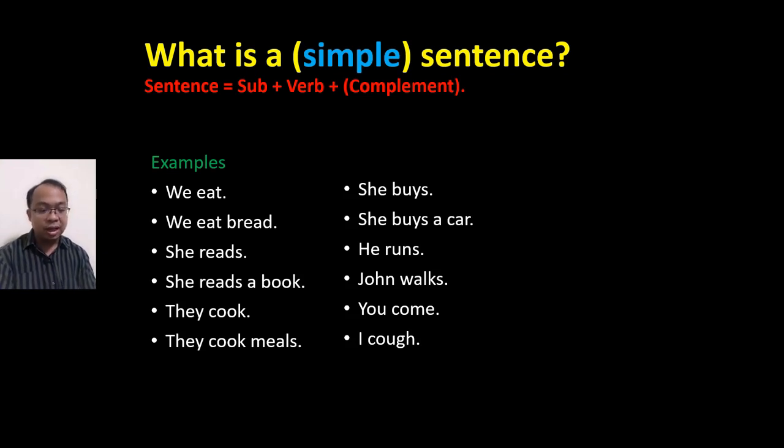Okay, next pair of sentences. They cook and they cook meals. Which one makes sense? Which one doesn't make sense? The same, right? They cook meals makes sense, and they cook doesn't make sense, simply because we don't know what they cook.